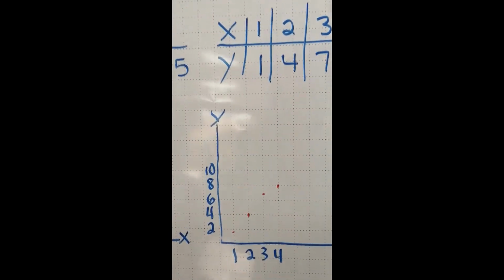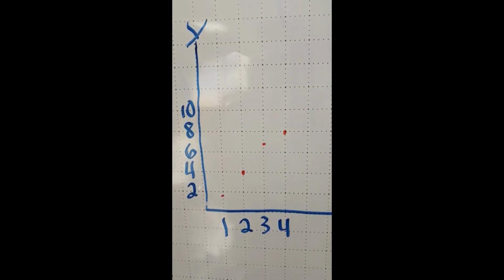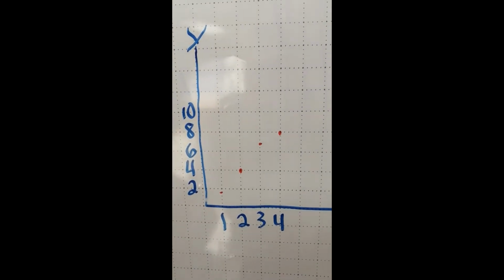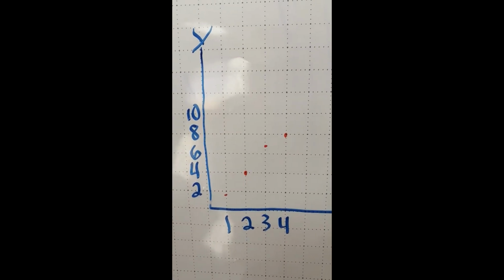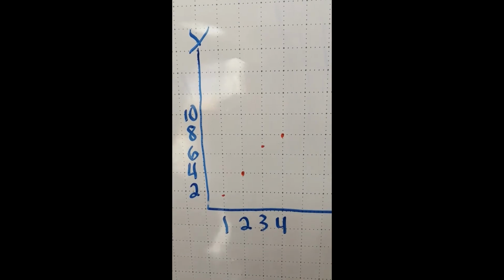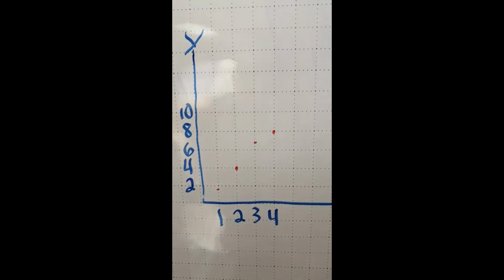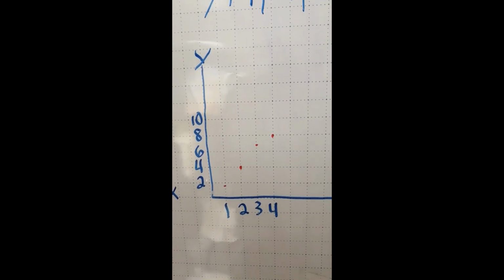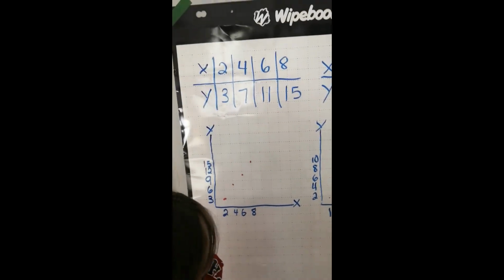What do we notice about what happened right at the end there when we put that point at 4, 8? Is it still in a straight line? No, not really. All of a sudden things are not in a straight line anymore. So we're going to go back to our table of values and try to figure out what happened.